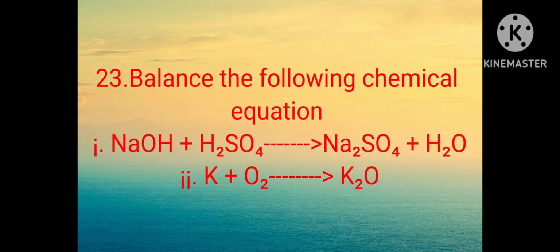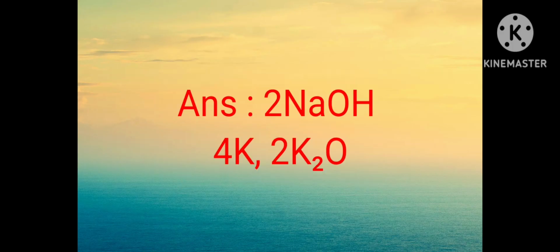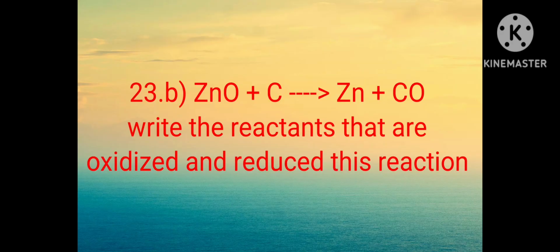So NaOH is a base. Balance the following chemical equations. NaOH plus H2SO4 gives Na2SO4 plus H2O. K plus O2 gives K2O. Answer: put 2 near NaOH and 4 near K.